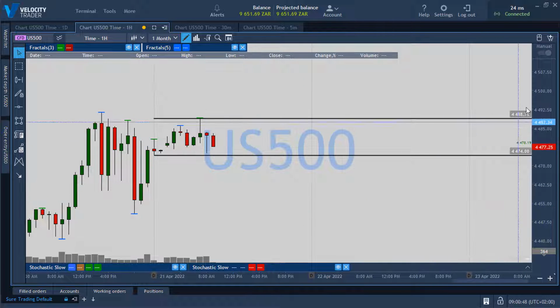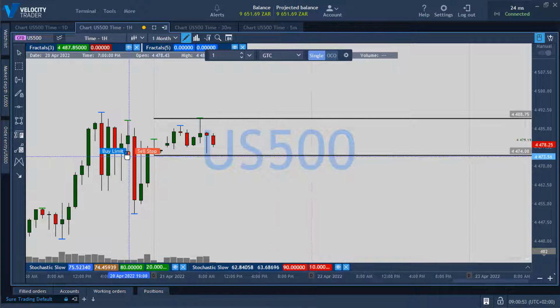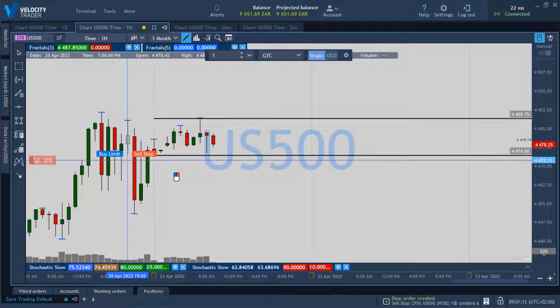So let's place our orders. First, let's do an order to go short. Put that below the range. The range is at 4474, so I'll put my order at 4472. So let's put that there.